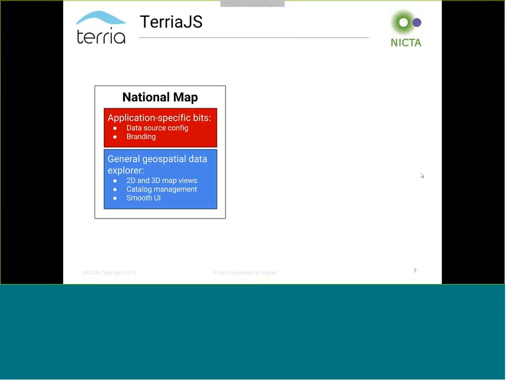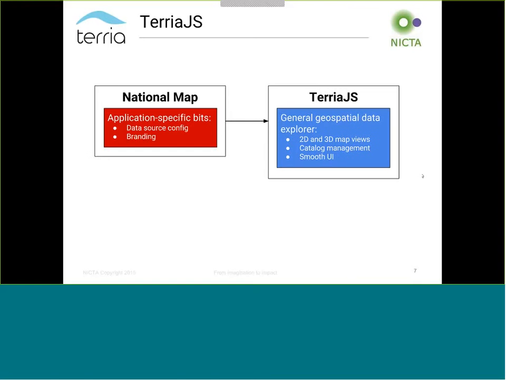So in this diagram, you can see there are these application-specific bits in red, which include things like the configuration of all the available data sources, as well as the branding and appearance of the application. And then there's all this underlying functionality in blue, including 2D and 3D map views, catalog management, and a slick UI. So of course, what we did is we broke the blue bits out into a separate library, and we call that library TerriaJS.